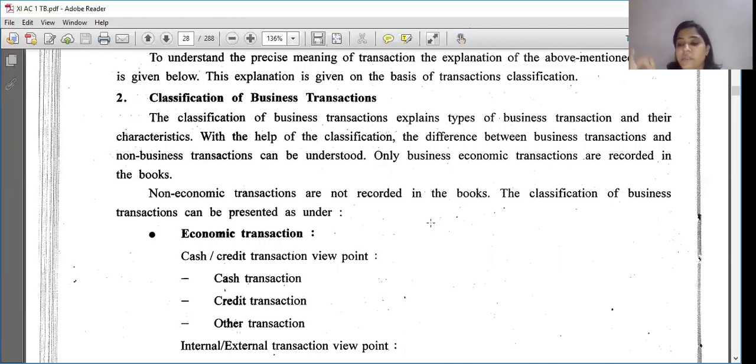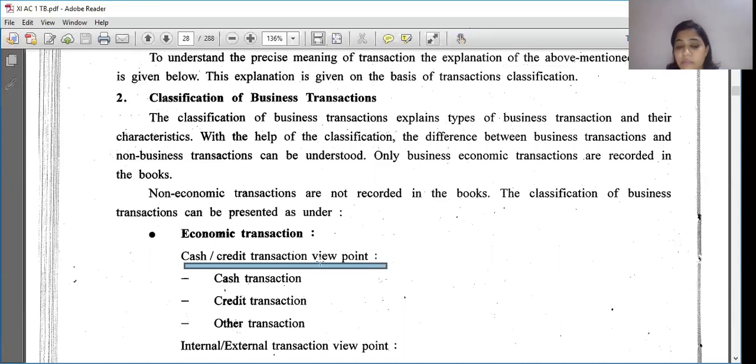What is an economic transaction? If after receiving this order, I had sold this, I had sent the goods to A of 10,000, that would be an economic transaction. So economic transactions are again of two types, cash transactions and credit transactions. Is it clear? So cash transactions and credit transactions.